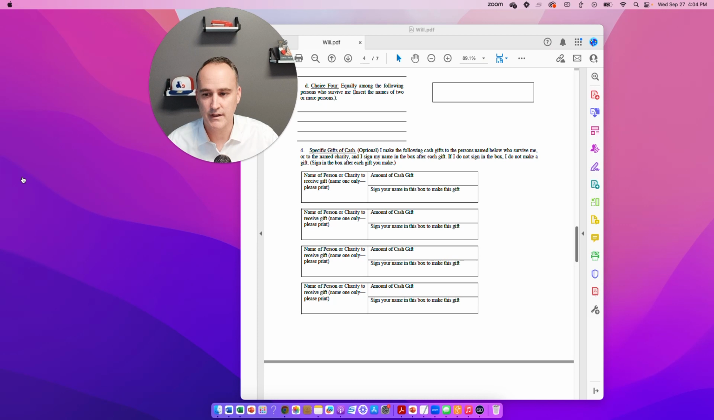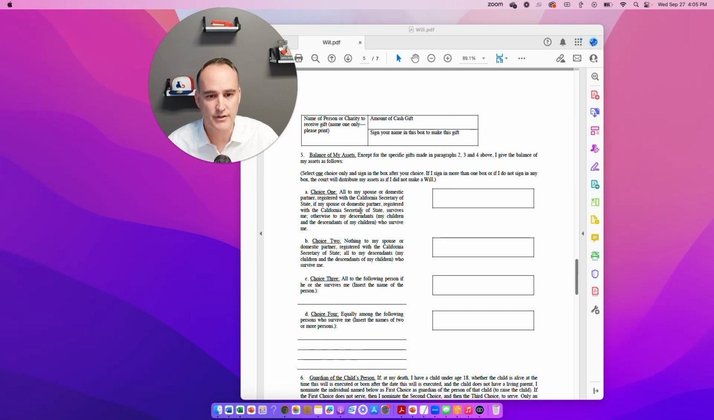Moving along. These are specific gifts of cash, so you can make cash gifts of specific amounts of money: the amount, the name of the person or the charity, and then just sign your name. And then one of the big things is the rest, the balance of my assets. Where is the balance of all this stuff going to go? Do you want to leave it to your spouse? Sign here. You want to leave nothing to your spouse and leave it to your kids? Sign here. If you want to leave it to other people, sign here and here.